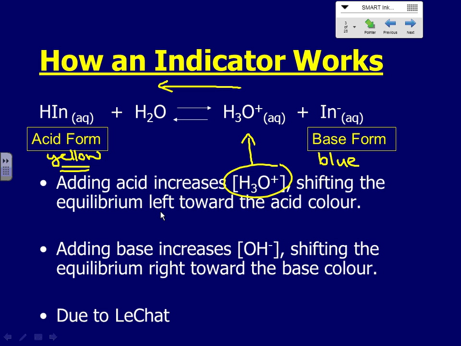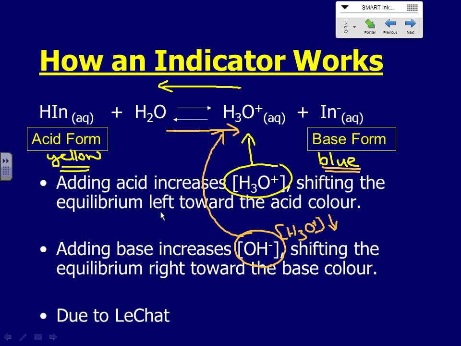If we add base to this particular situation, I'll use a different color to illustrate this. If I add base to this particular indicator, that's going to consume the H3O+. That's going to bring the concentration of the H3O+ down. Due to Le Chatelier's principle, it will shift right, and it will cause the solution to become blue, all right?